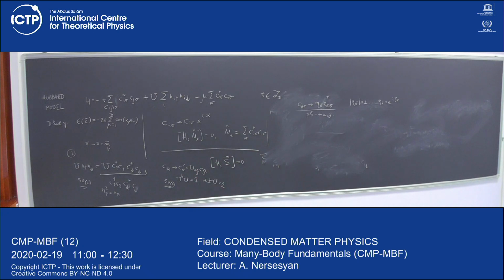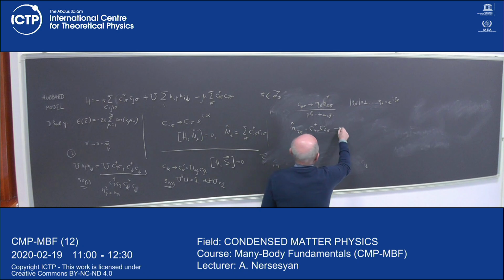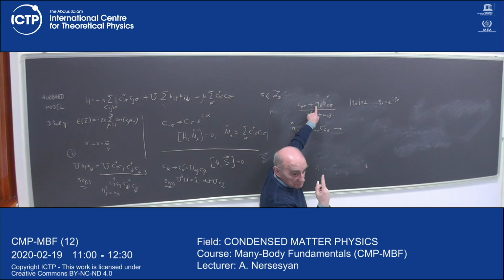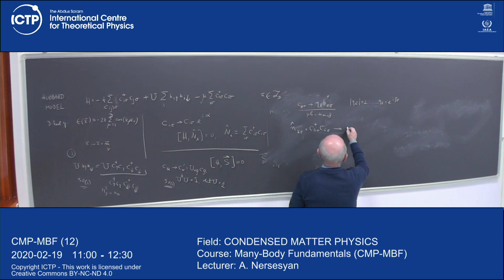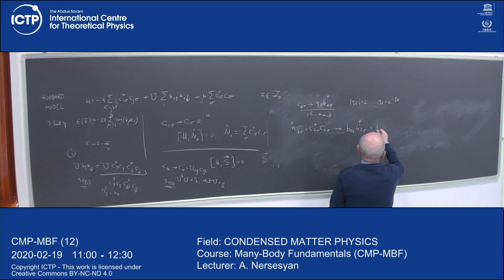We would like to know what this transformation does. First of all, you build up the occupation number operator, c dagger sigma c sigma. And this transforms, with modulus gamma squared equal to 1, to b sigma b dagger sigma. And due to the Fermi algebra, this is the same as 1 minus b dagger sigma b sigma.